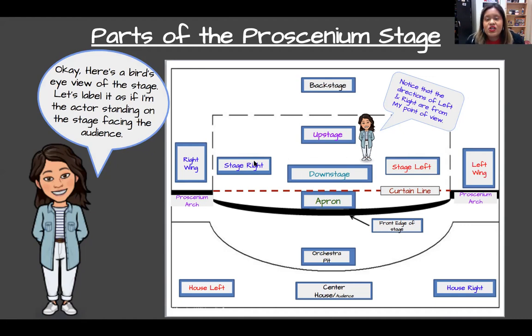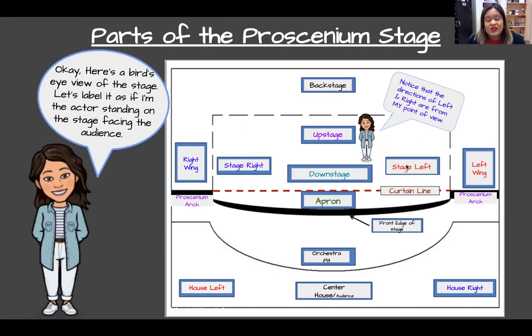And then we're gonna get to our areas of the stage. Now, we will go over these in more detail later on in the week, but just very quickly, if you're closer to the audience, that's gonna be a downstage area. Further away from the audience is called upstage. This side of the stage is stage right, and this side of the stage is stage left.